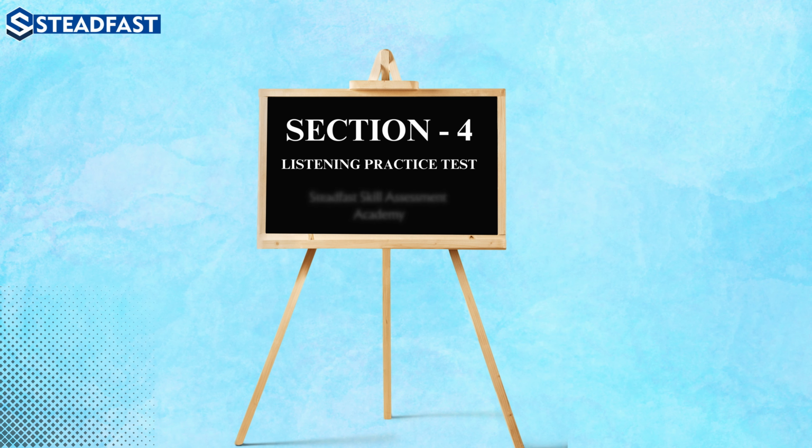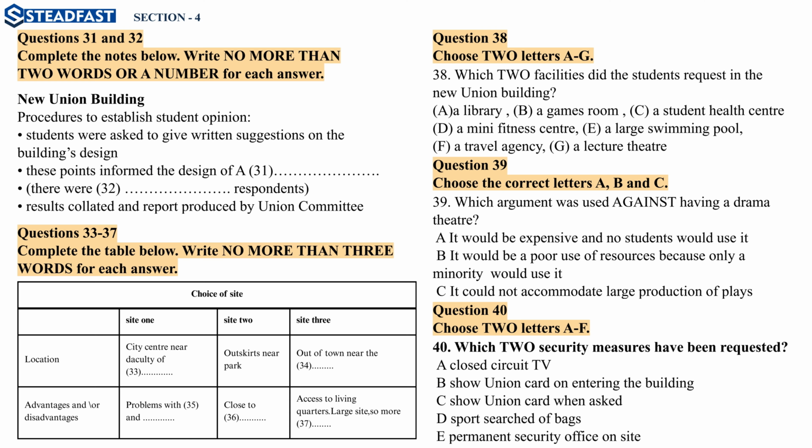Next, section 4. In section 4, you will hear a talk about university administration and the university building. Questions 31 to 32, note completion. Focus on procedure, surveys, number of respondents. Listen for research methods, student participation, and statistics. And the next, questions 33 to 37, table completion. Listen for facilities, reasons, and outcomes.